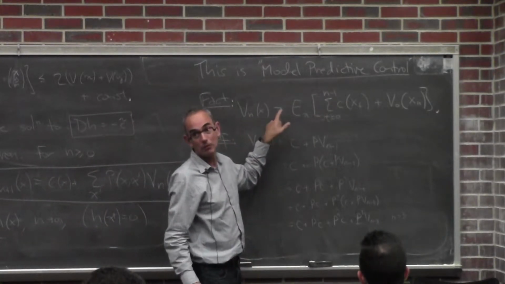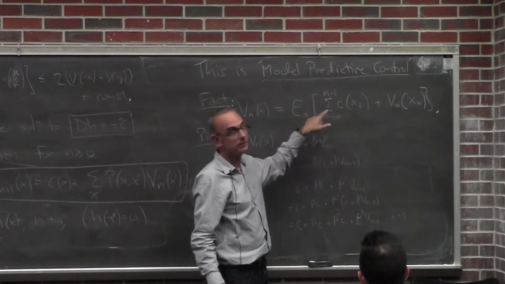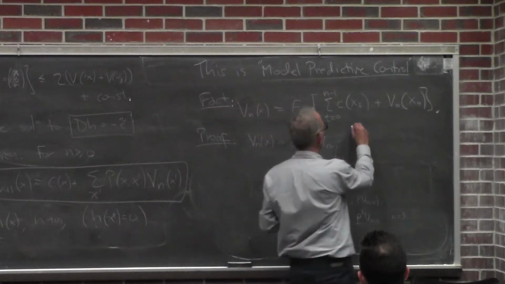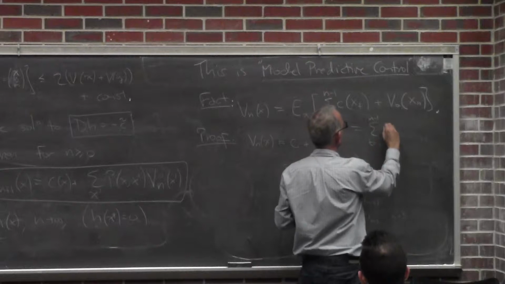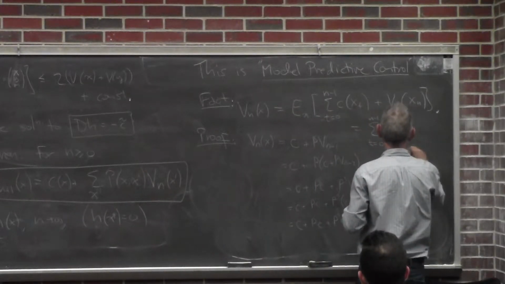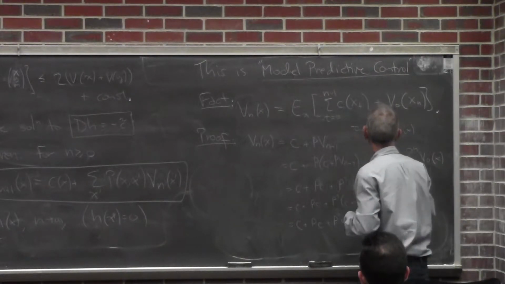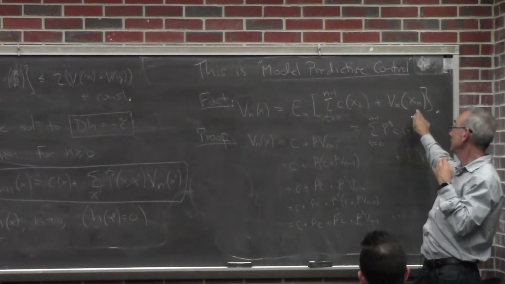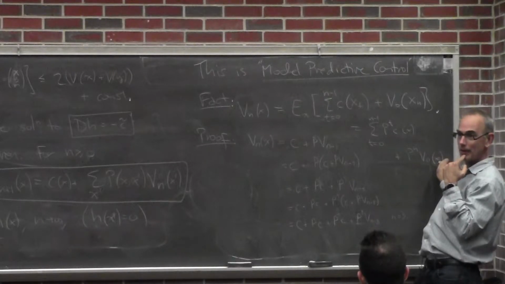The first thing to do is to remember that this expectation starting at x is just p to the... I can take the sum outside. This is just equal to the sum t equals 0 to n minus 1 of p to the t c at x plus p to the n v0 of x. This and this is the same thing, right? The expectation of v0 of xn is this p to the n v0 evaluated at x.